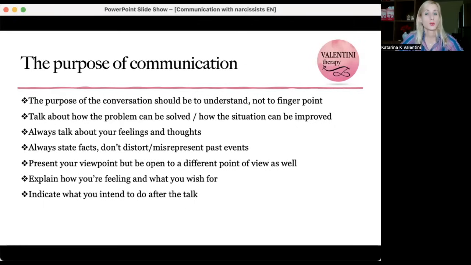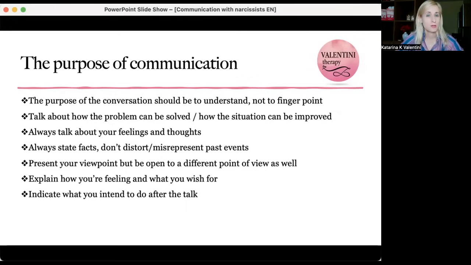Always talk about your feelings and thoughts. Do not try to read your partner's mind. Do not expect your partner to read your mind. Do not anticipate, because you might be right, you might be wrong. Always state facts. Do not distort or misrepresent past events. That's something we like to do as well. We like to interpret things in a way that they fit with our narrative. Don't do that, because your partner is not stupid.